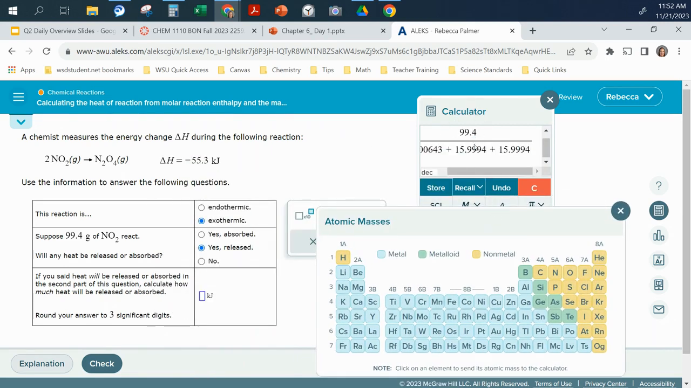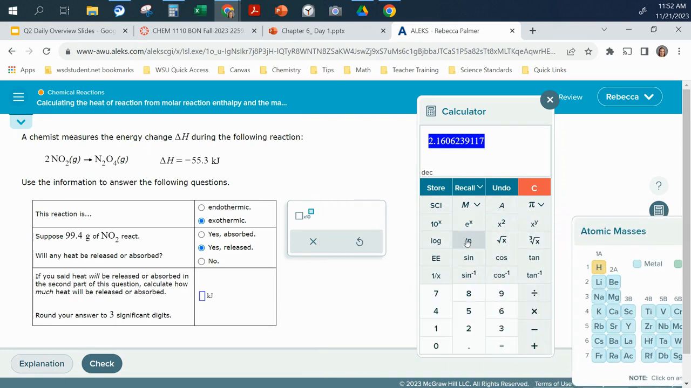Okay, so this is how we're converting from grams to moles. This is our atomic mass, which is grams per 1 mole of the atom. So hopefully that does the order of operations how I want it. So this is 2.16 moles. Okay, so I'm just going to keep that number. We'll write it over here. So that's 2.16 moles of NO2.